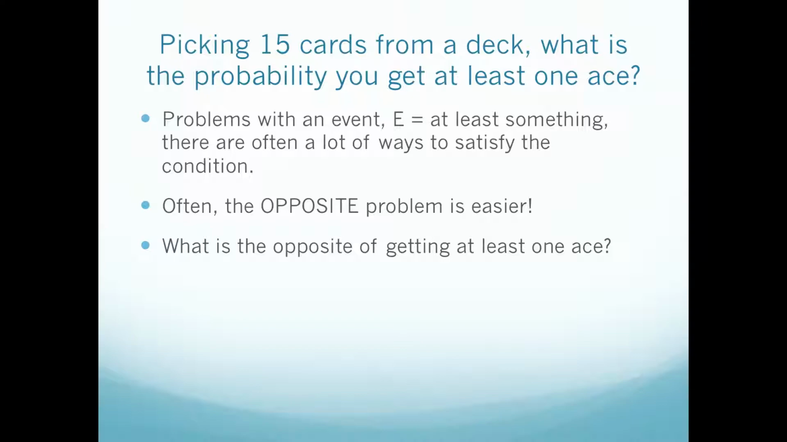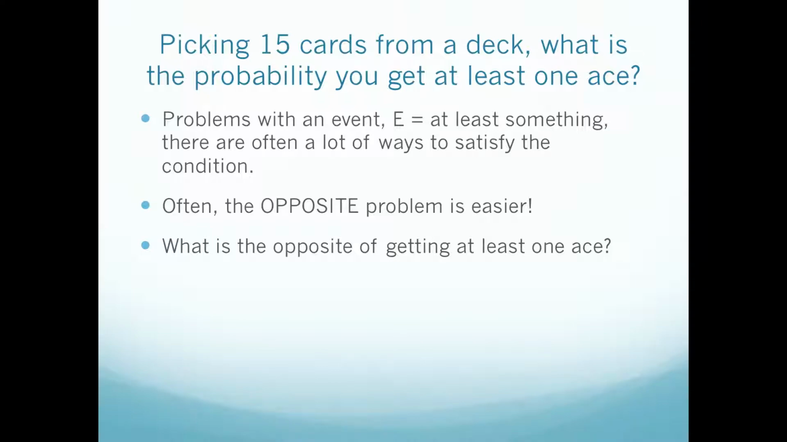Well, here's the problem with events. In event E, we use capital E sometimes to stand for an event. When there's "at least" something, there are sometimes a lot of ways of satisfying that condition. For example, you could get one ace in your hand of 15 cards, or you could get two aces. And those are separate ways you could satisfy that. Or you could get three aces, or you could get four aces. You couldn't really get any more than four unless the deck is messed up, because there's only four aces. So that gives us four different methods of satisfying at least one ace.